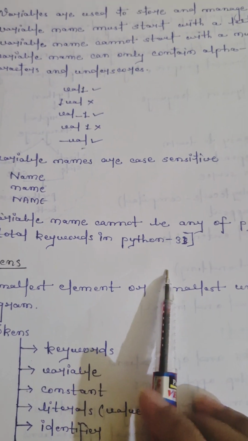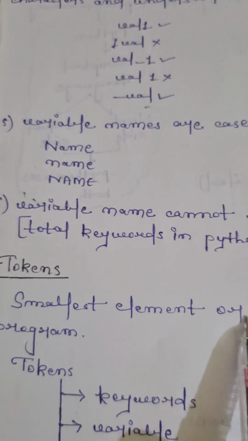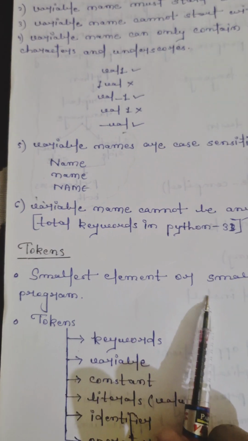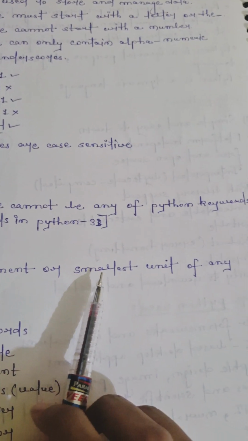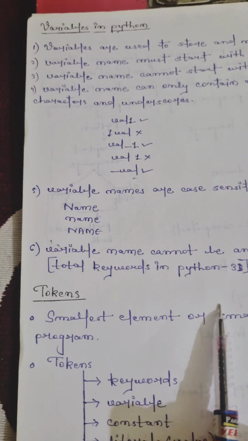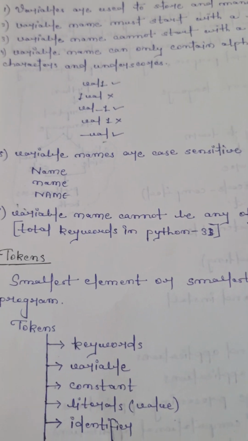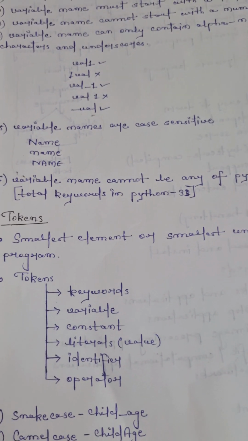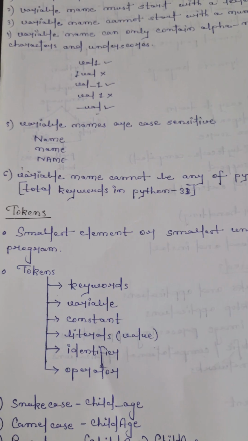Then, a variable name cannot be any Python keyword. We will study what Python keywords are later on. For now you should only remember that a variable name cannot be any Python keyword. And we have a total of 32 keywords in Python. We will study them later in our session. For now I can just give a brief intro about keywords.